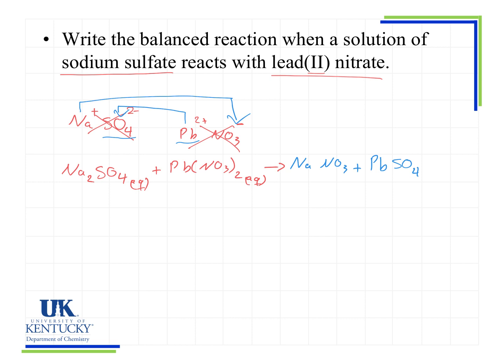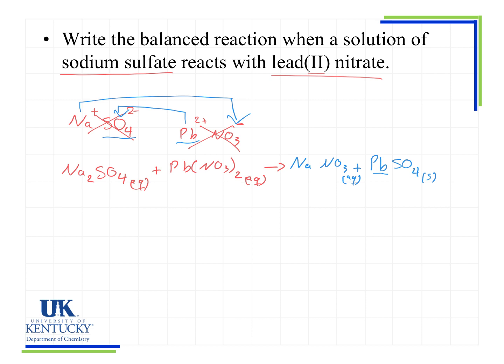So the first one, sodium nitrate, is it soluble or insoluble? All nitrates are soluble, so therefore this is aq. Sulfates are soluble except with those 6 ions, and Pb was one of them, therefore this is not soluble, so it's s, solid. So that's our chemical equation.